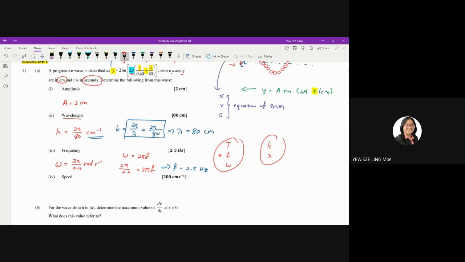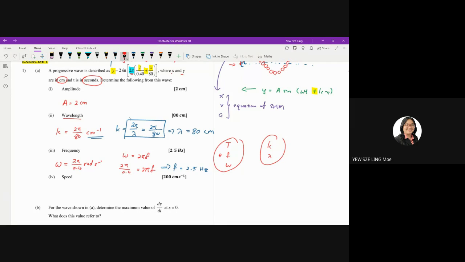So whenever you're given an equation, the first thing that you should do is to do the comparison. Compare between the equation given and also with the general equation. Now the last question, the speed. Sometimes students get confused whether you should determine the speed of the wave or the speed of the particles.